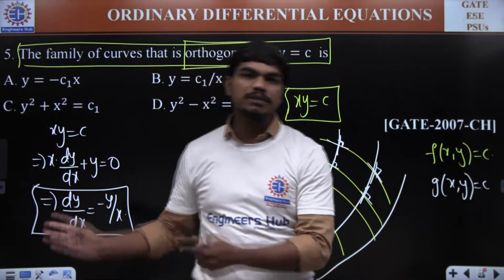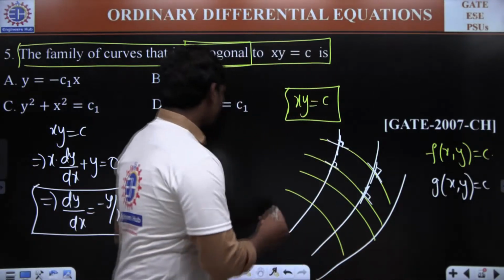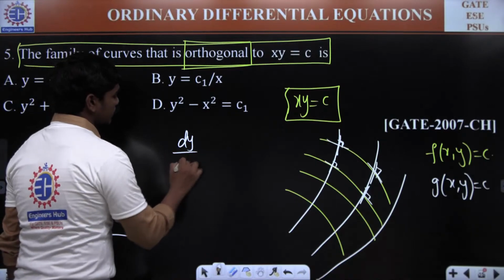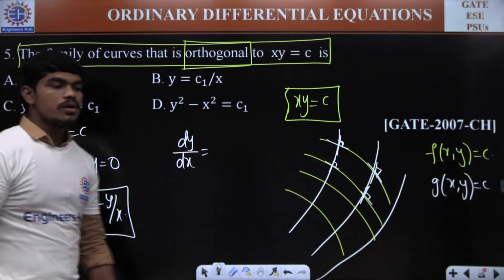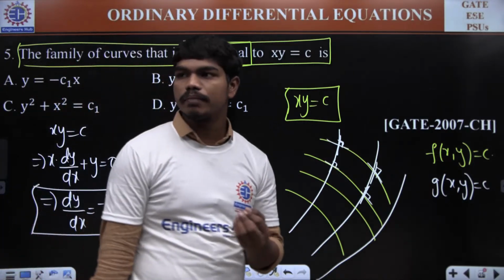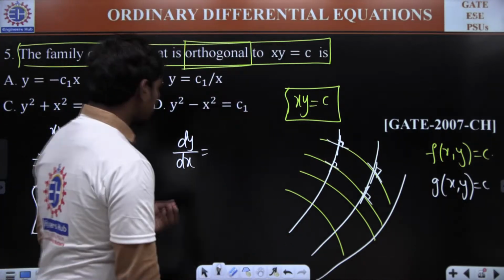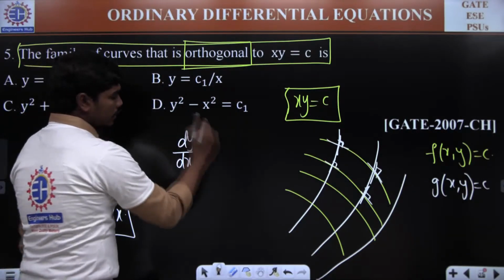So now if the slope of this curve is minus y by x, now what should be the slope of the curve which is perpendicular to this? Can you tell me what should be the value of dy by dx for the curves which are perpendicular to these curves? Because product of the slopes when both are perpendicular is -1. Correct? So can you tell me what should be the slope of the curve which you need? This is x by y.